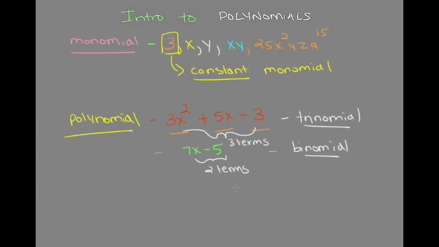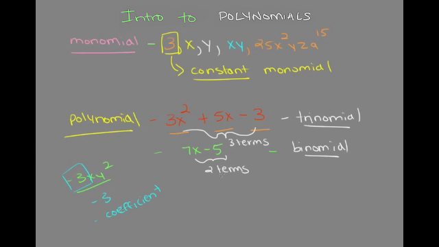And our next one is going to be coefficient. So let's say we have a monomial, like negative 3xy squared. The coefficient of this monomial will be the constant number that is in front of the monomial, which would be a negative 3. So negative 3 is the coefficient.